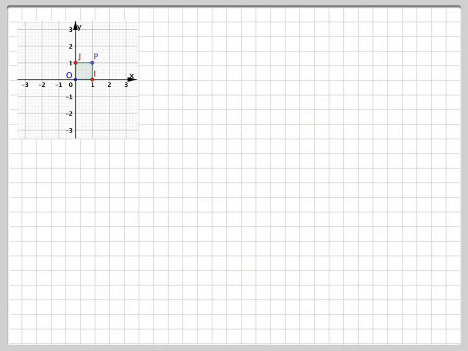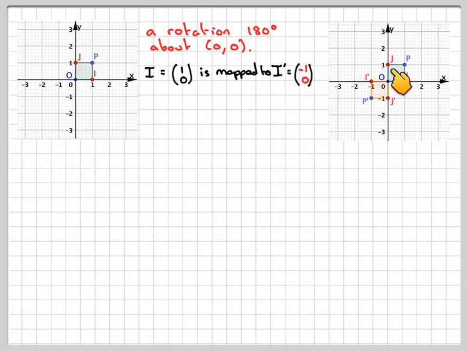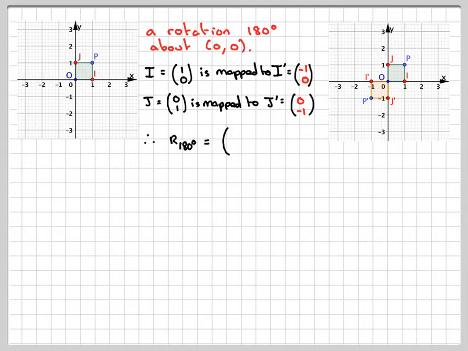Repeating that for a rotation of 180 degrees, i will move to here and j will move to here if you rotate this shape around 180 degrees about the point (0, 0). So i, (1, 0), is mapped onto the vector (-1, 0), and j is mapped onto the vector (0, -1). And therefore we get the rotation matrix with columns (-1, 0) and (0, -1).